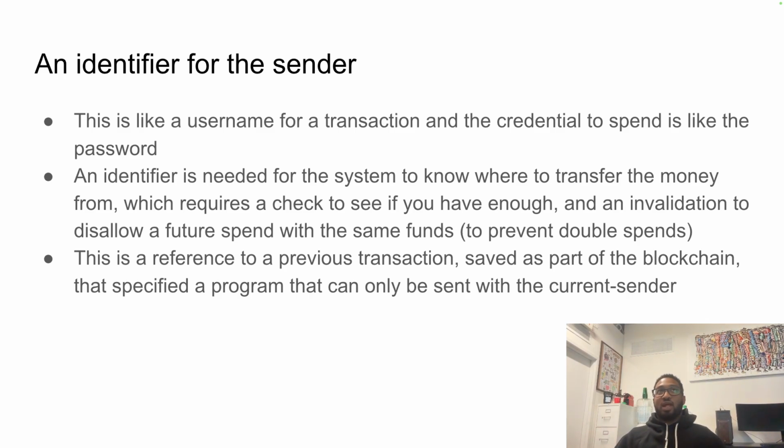So when I make a transaction, I'm identifying myself as a sender by pointing to the output of a program that I specified in the script pub key. So the identifier for the sender in this case is our input, is what we call it. And our inputs reference another transaction. So really, we point to the output of a transaction to say this is who we are. This program is us.